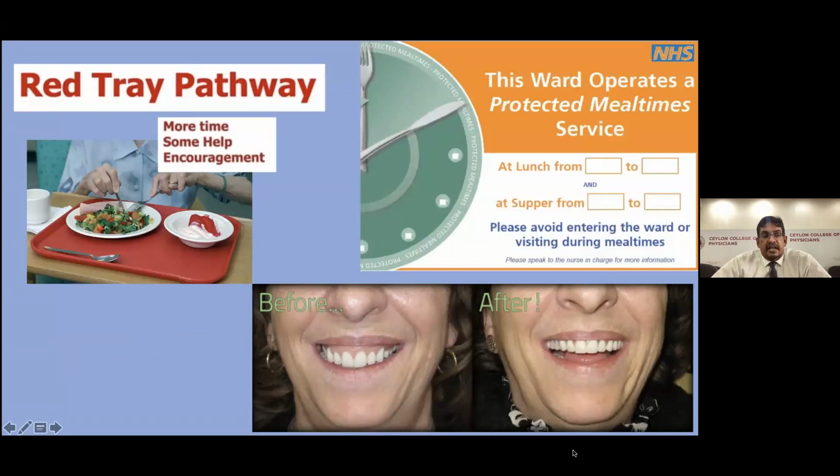In the UK, there is a mechanism for this where, if the patients are not able to eat, there is a red tray pathway where they highlight those people who can't eat and give more time, more help and encouragement. So the red tray, unlike a blue tray or a brown tray, will be a signal for the healthcare assistant to help the patient to eat. And at the front of the ward, there is a notice which says, we have a protected meal time. Don't come from this time to this time. Let the patients have their meals. It's essential that simple things like dentures are addressed as well, which will improve the mastication and the swallowing.